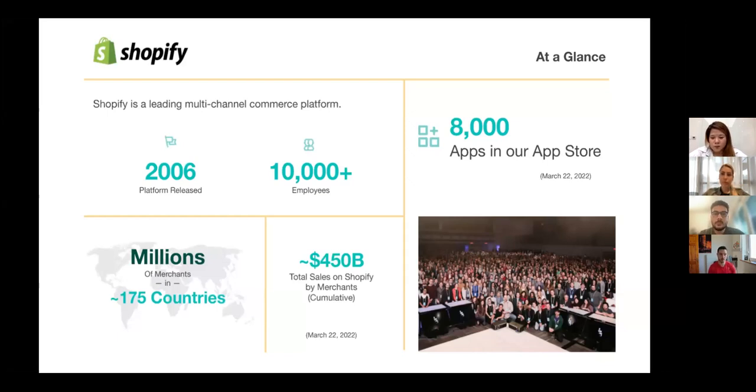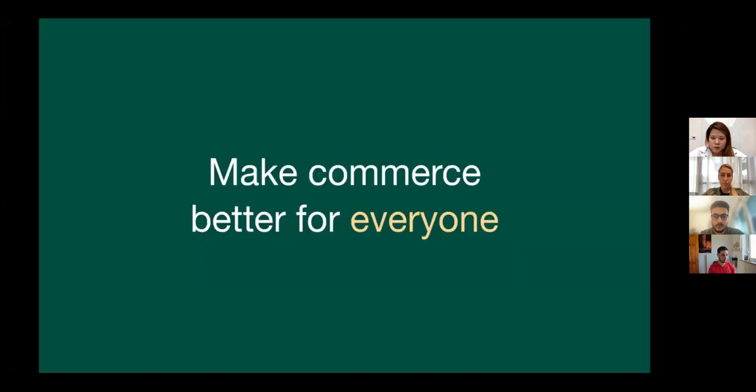We also have over 8,000 apps in our app store available to merchants to utilize and to hopefully help their business grow. And we have merchants all over the world across 175 countries. So Shopify is being utilized in all corners of the world by merchants of all sizes. The goal of the company is to support small businesses. Over the last couple of years, pandemic behavioral changes have led to more online shopping, but Shopify's mantra and mission has stayed the same, which is to help make commerce better for everyone.